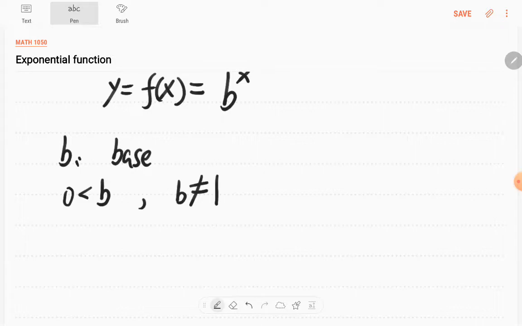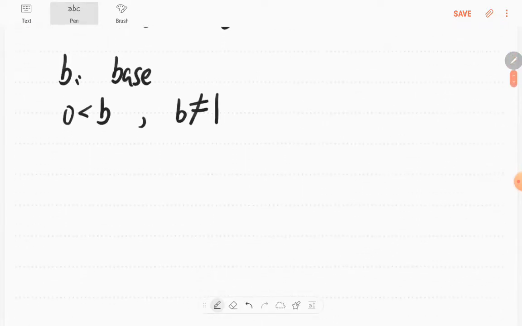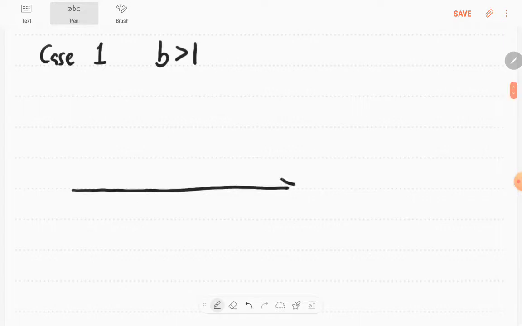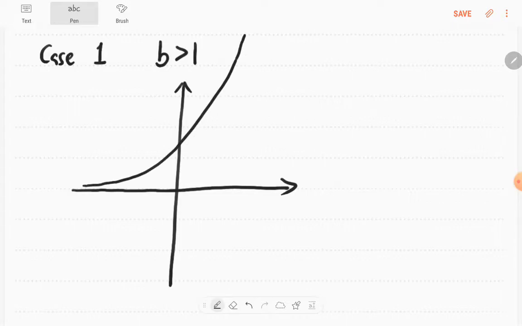So now let's look at the graph for the exponential function. The graph for the exponential function has two cases. Case 1, when b is greater than 1. Okay, when b is greater than 1, then the graph of this function is an increasing function.